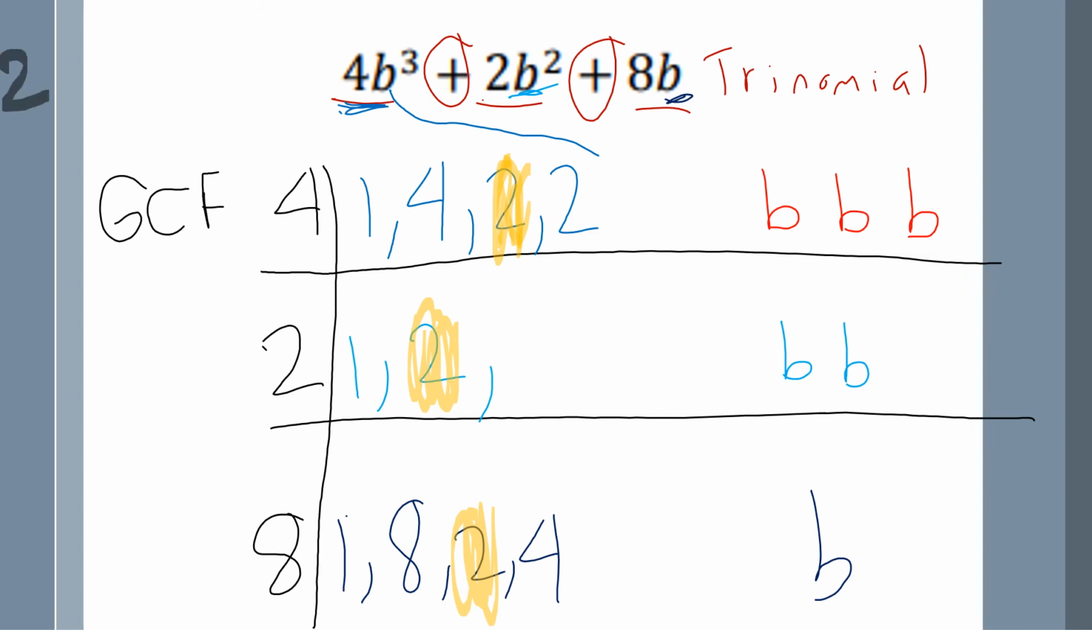Alright? So, now let's look at the variables. How many variables do each of them have? 2, 4, 8, they have at least how many b's? At least 1. Because 4 has at least 1 b, 2 has 1 b, and 8 has 1 b. So, you're going to put your b right here.